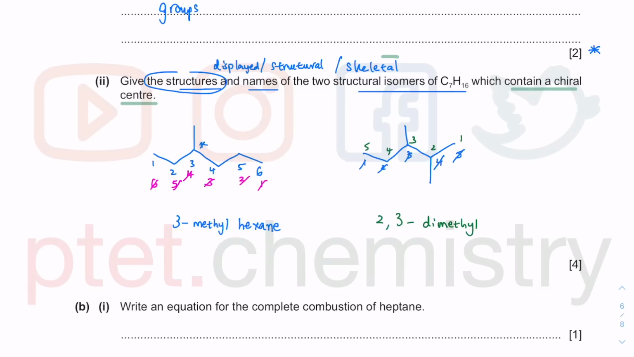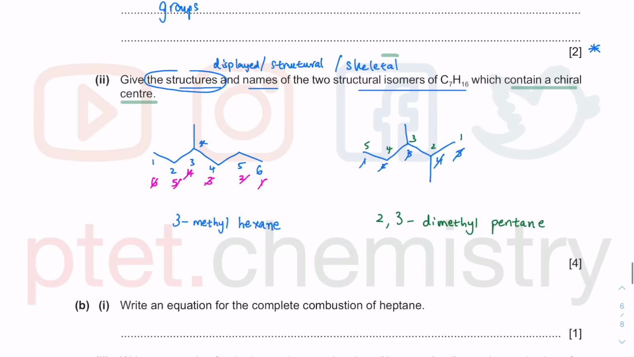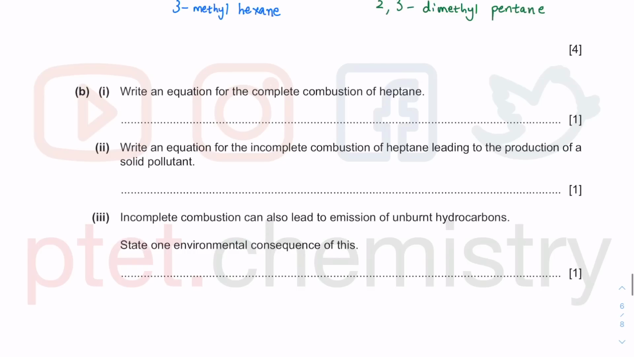They are both methyl. So now I have 2 methyl, called dimethyl. They are at position 2. They are at position 3. And my longest carbon chain now is 5 carbon. So my longest chain is now 5 carbon. It's called pentane there.